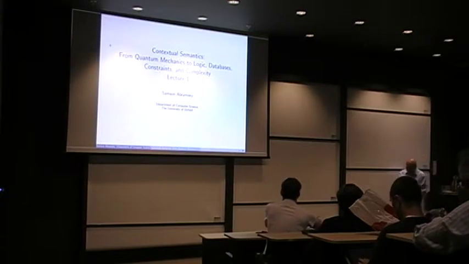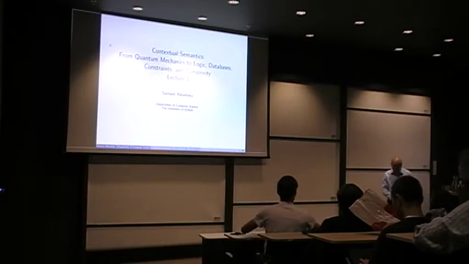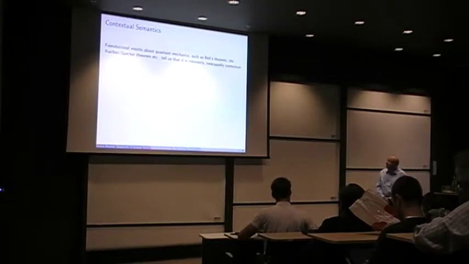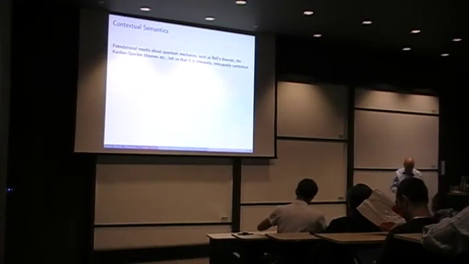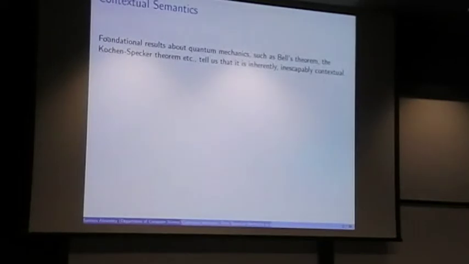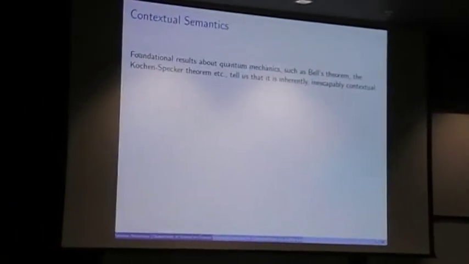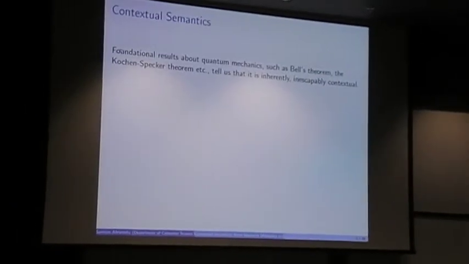So we have a mixed audience, which is great, and indeed one of the points of this course is to find common structure that is important in quantum mechanics, of course. This common denominator, or the attempt to give a structured account of it and develop appropriate mathematical tools for it, is what I'm calling contextual semantics.